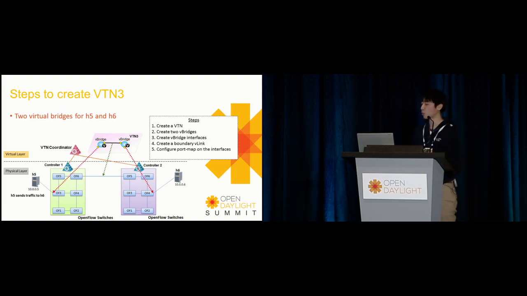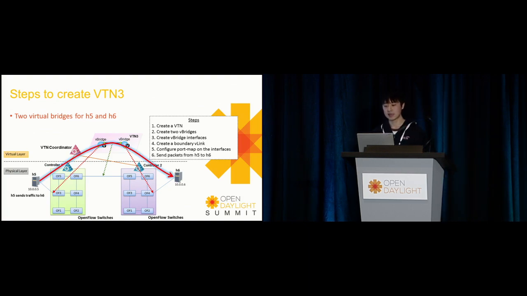Next, I configure port mappings on the interfaces. I'm going to associate the virtual interfaces with the switch ports connected to host 5 and host 6. Finally, I send packets from host 5 to host 6.